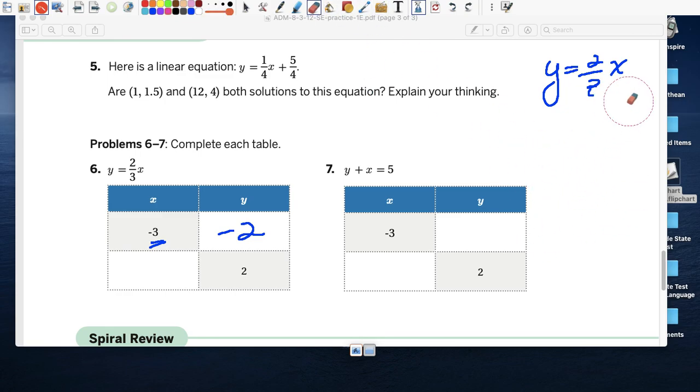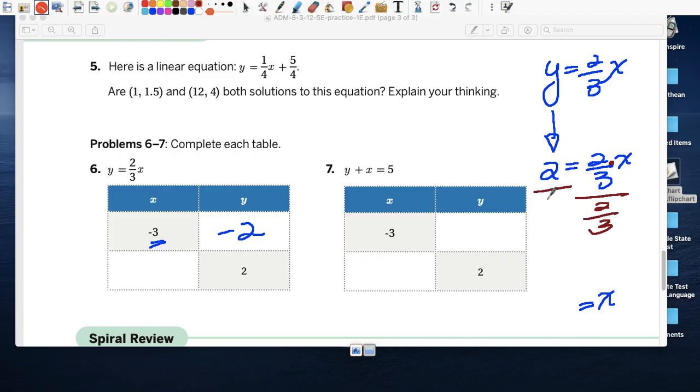Same thing, but instead of x, now they're telling us that y equals 2. So I'm going to come here and write y equals 2. Let me figure out what x is. 2/3 x. How do we make that look like this? It's the inverse operation, right? So divide both sides by 2/3. This 2/3 divided by 2/3 is 1. 1 times x is x, and 2 divided by 2/3 is actually 2 times 3 over 2, the reciprocal of 2/3, and that equals 3, and that's your answer.